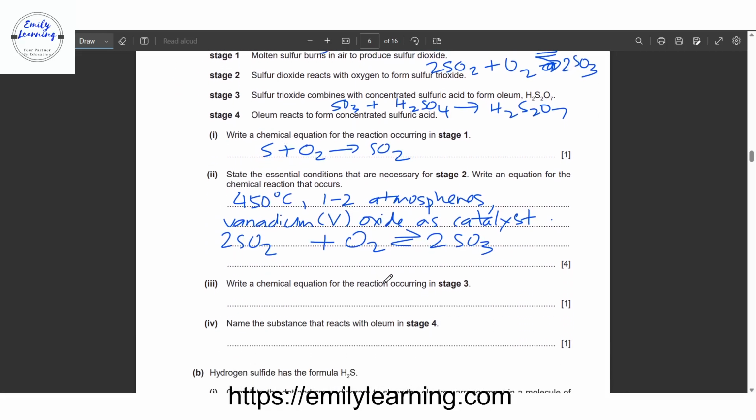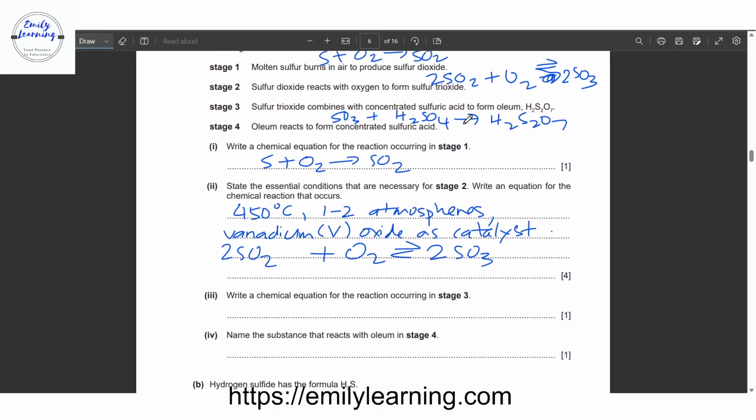Next, write a chemical equation for the reaction occurring in stage 3. Basically it's this that I've written. And for stage 4, name the substance that reacts with oleum. Basically that substance is water.